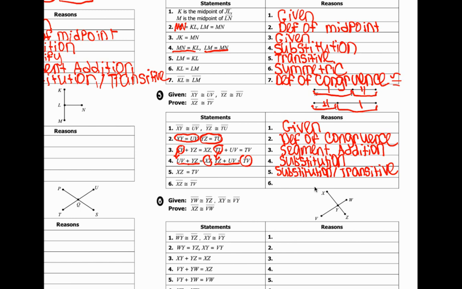And then they said, all right, well, then that means those two are congruent. So because they're equal, they're congruent. That's definition of congruence. And notice how they made sure this statement matched exactly the proved part.